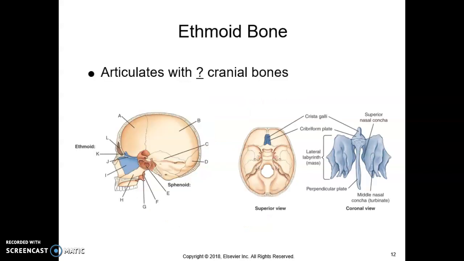And then the last cranial bone that we have is the ethmoid, right? So it's kind of a funky looking one, right? It does have part of your superior nasal conch, which is technically more of a facial feature, but it also has your crista galli, the cribriform plate, right? Perpendicular plate. There's just a few different aspects of the ethmoid bone there. And then how many, right, cranial bones does it articulate with? Should just be, right, your frontal and your sphenoid.